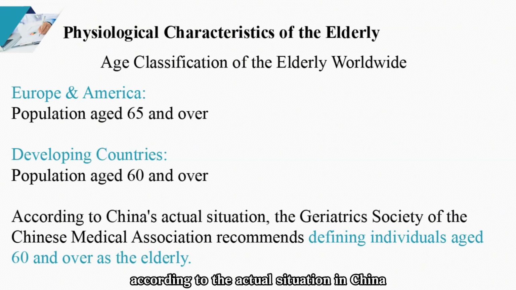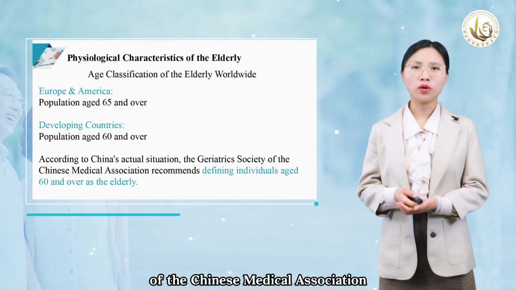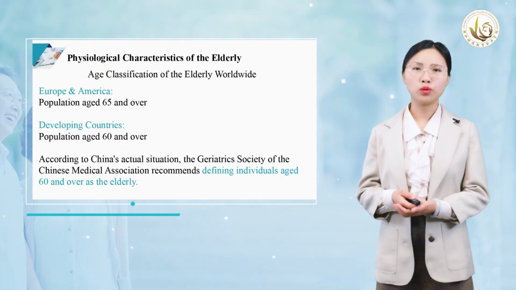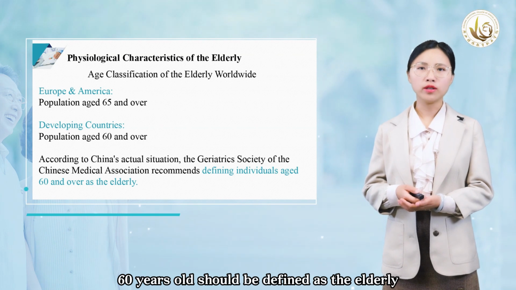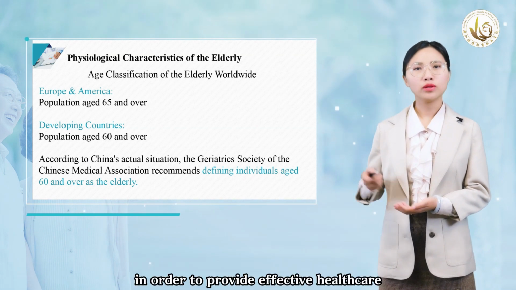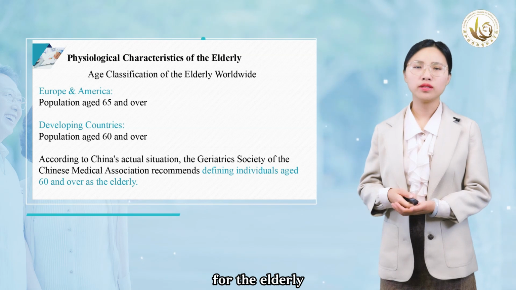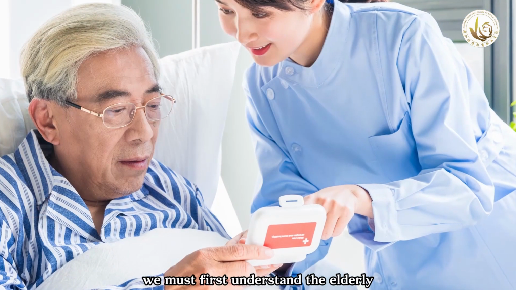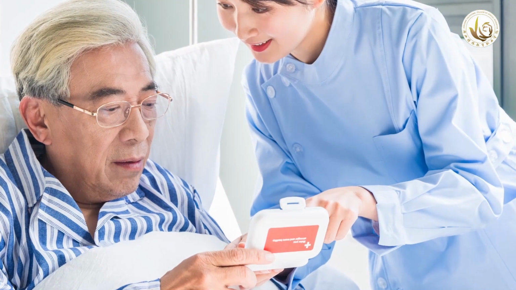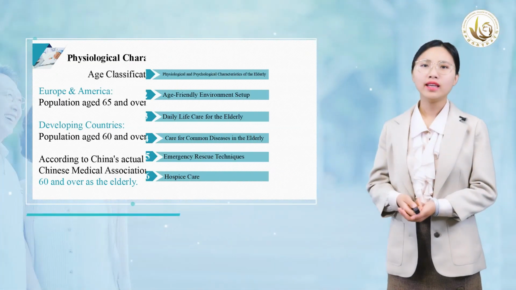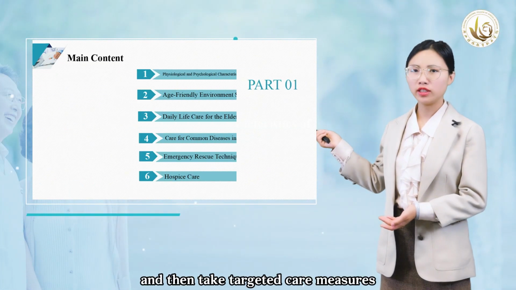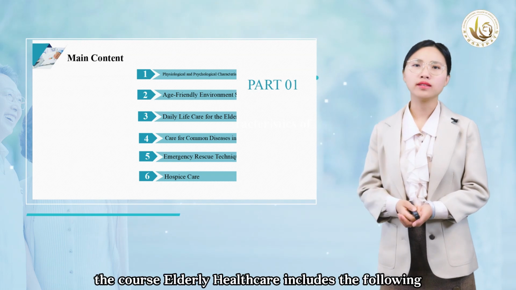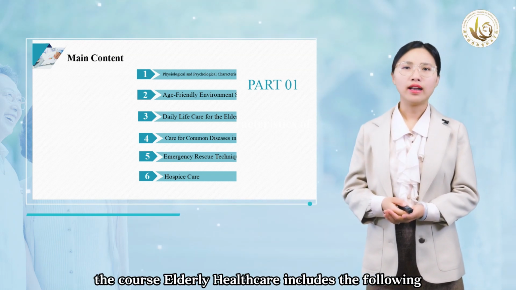According to the actual situation in China, the Geriatric Society of the Chinese Medical Association suggests that people over 60 years old should be defined as the elderly. In order to provide effective health care for the elderly, we must first understand the elderly, and then take targeted care measures according to their characteristics. The course Elderly Healthcare includes the following topics.